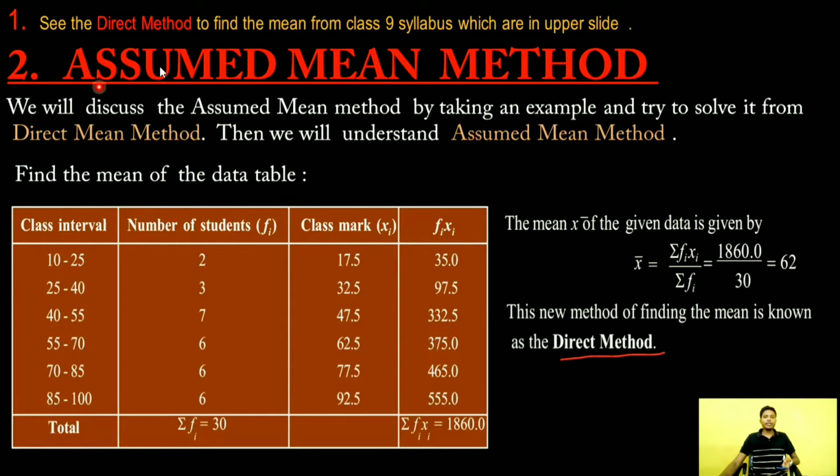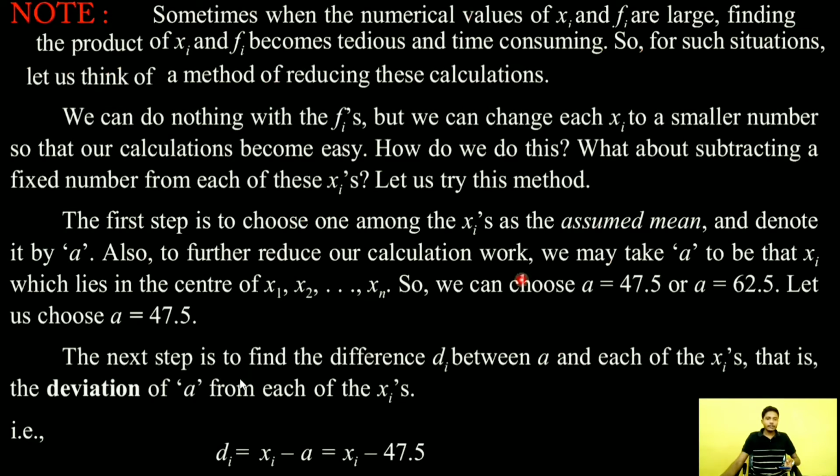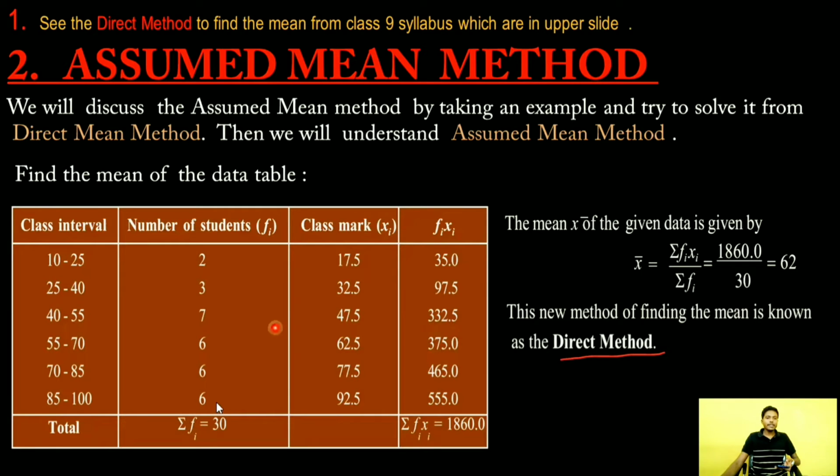Now in the assumed mean method, suppose there is a distribution table where the class marks contain very large numbers, and the frequencies also contain very large numbers. Then each fi xi will be very large, and the calculation of the sum of fi xi and this division will be very complicated. To avoid that kind of complication, we will apply this formula. di is equal to xi minus a, where a is our assumed mean. Here 47.5 is our assumed mean, and the assumed mean lies in the middle term.